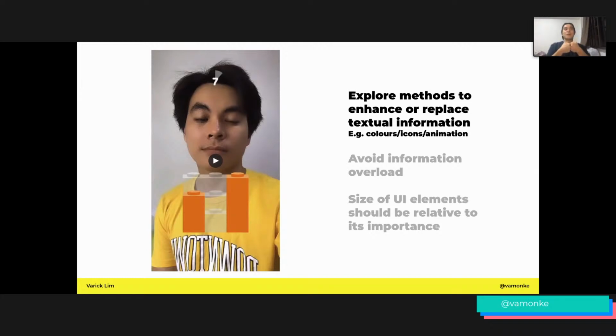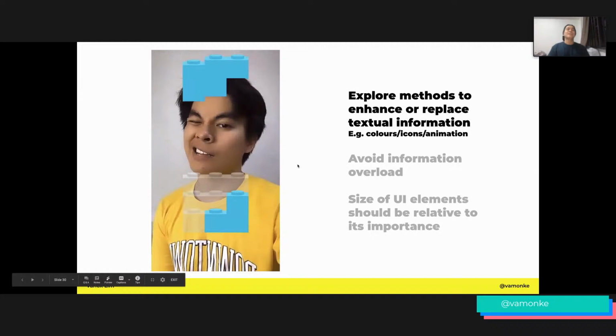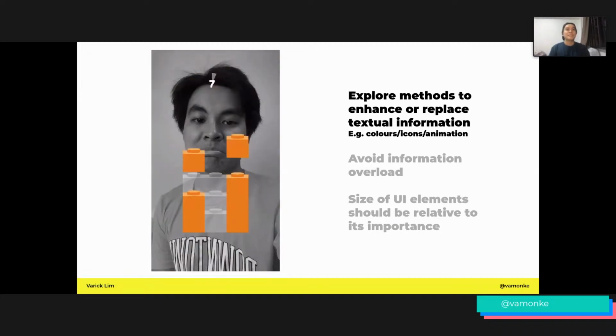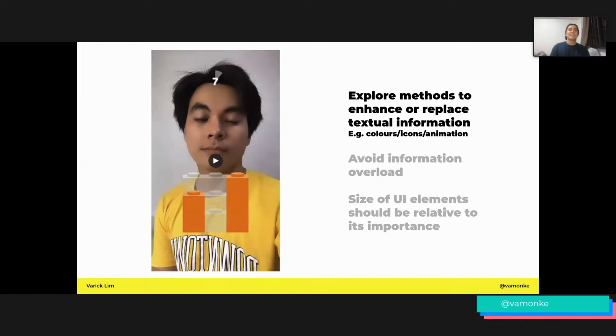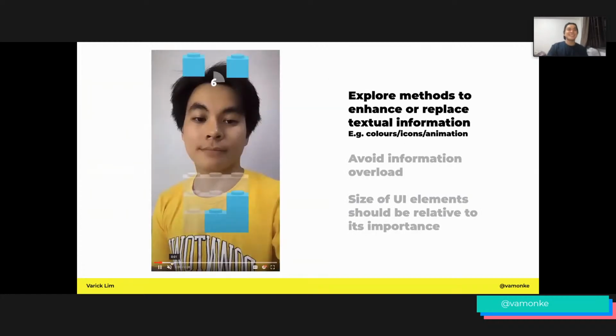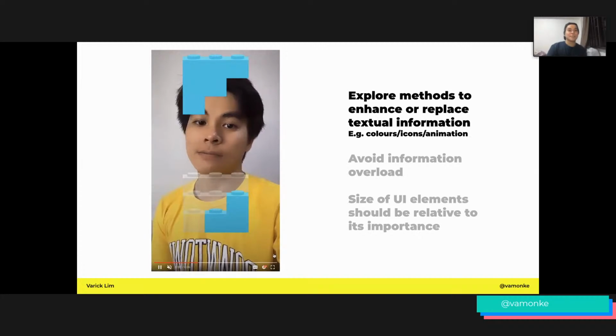Can you play it again? Yes, I'll play it again. The first one is the correct one, where it slides in. The second one is where it bounces. Oh, I didn't notice it. Yeah, it's quite subtle. I'll play it one more time. That's cool.